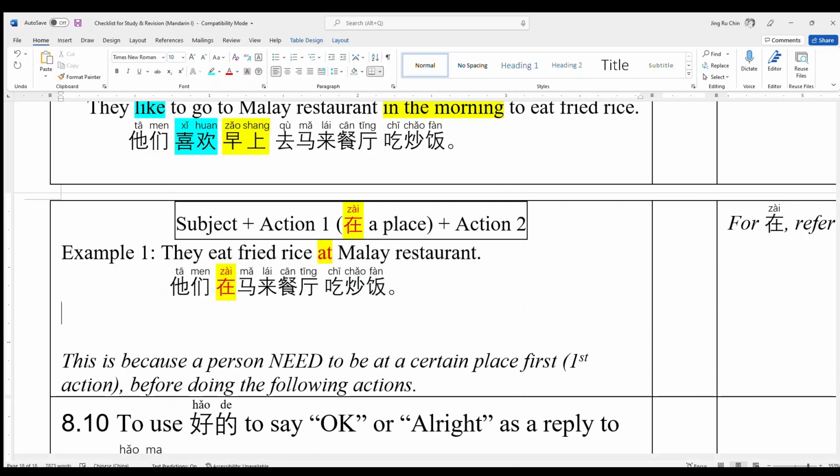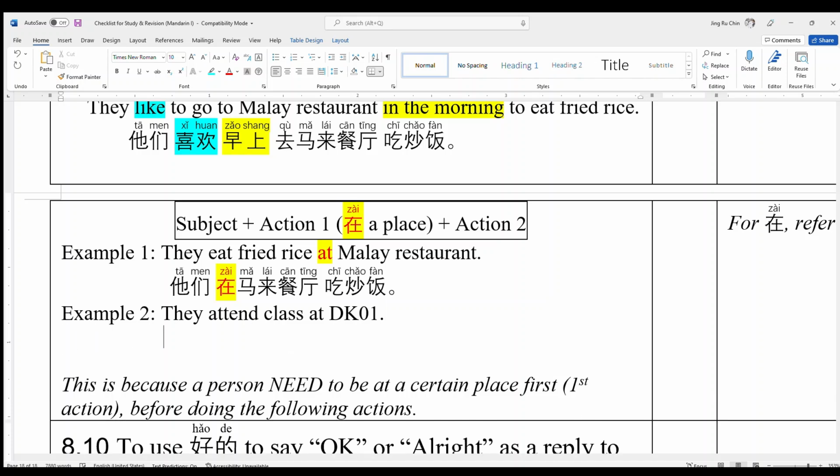Okay, so maybe I can give you an extra example before we end our video. They attend class. This is from lesson 7, right? They attend class at lecture hall. In MIMAT we have a lecture hall called DK, Dewan Kuliah, DK01. So you see, in English or in Malay, the structure is different. Now you can tell me, how do you say this in Mandarin according to the Mandarin structure?